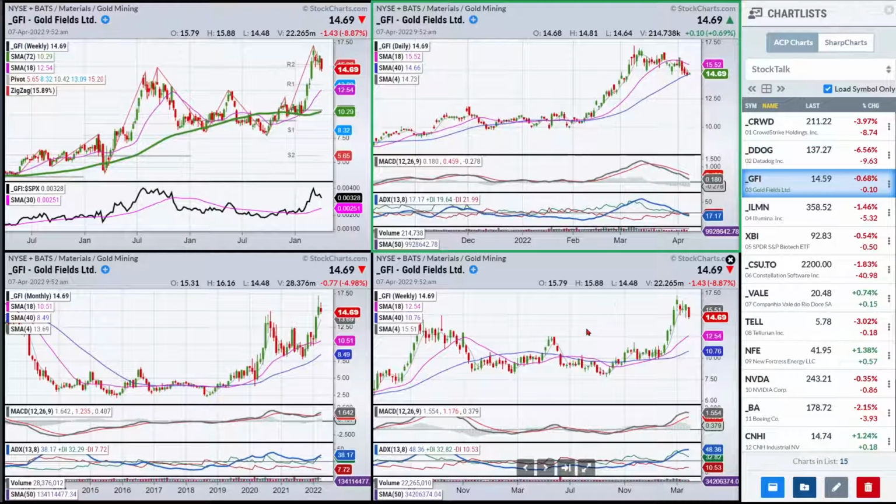GFI. So gold made a pretty nice move, and now we're going through a correction. And gold itself is making a deeper pullback than something like Goldfields here. Look at the momentum condition that's in place on the monthly chart. Look at how strong the ADX is on the weekly chart. And now we're going through a correction. We just got too far away from the 18-week.